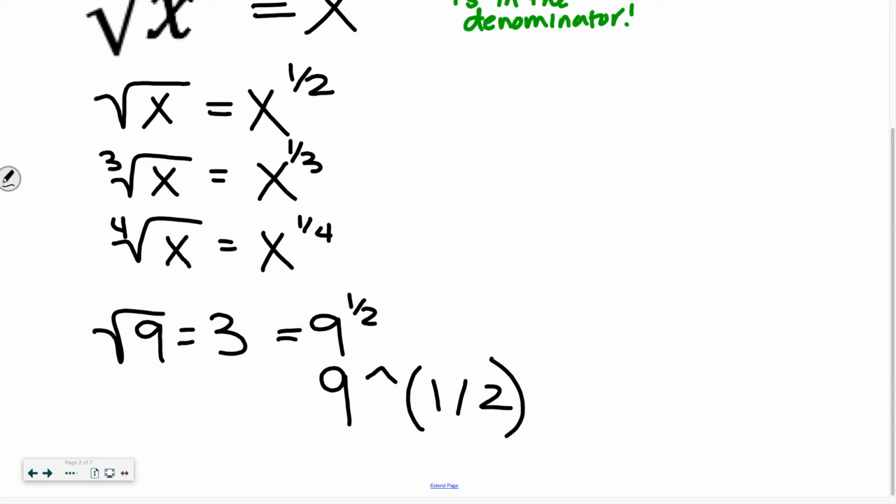If you do 9 to the 1/2 without them, and you can try this out, you're going to get a different answer. Okay, so the correct one is the one with parentheses. Try it now. You know that the square root of 9 is supposed to be 3. Are you getting 3? Okay, let us know if you're not getting 3 in your calculator.